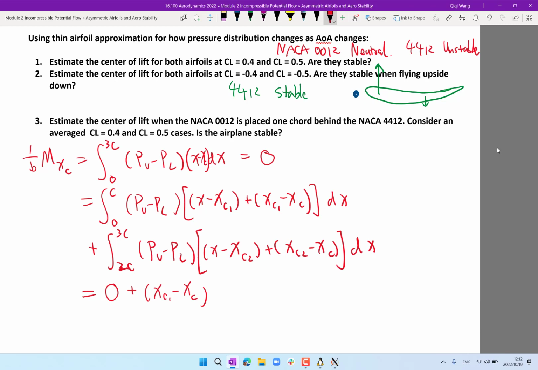what is the integral of the pressure difference over dx? It's just the lift, actually the negative lift, right? So what we get is this times negative lift, well, also divided by b. Okay, that's the first term. The second term is the same. You get 0, right? And then xc2 minus xc times minus lift. So that's the lift of the first airfoil. That's the lift of the second airfoil divided by b.